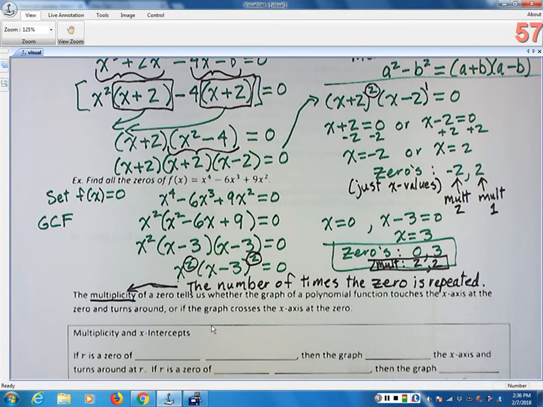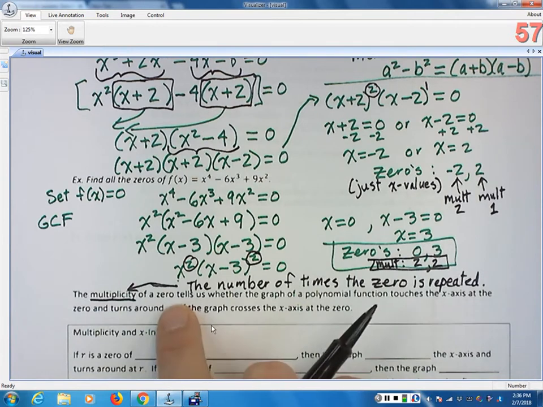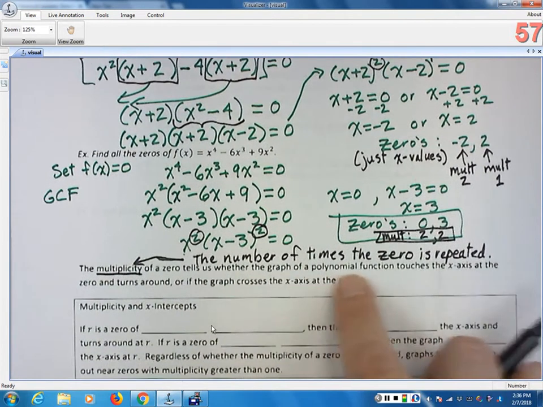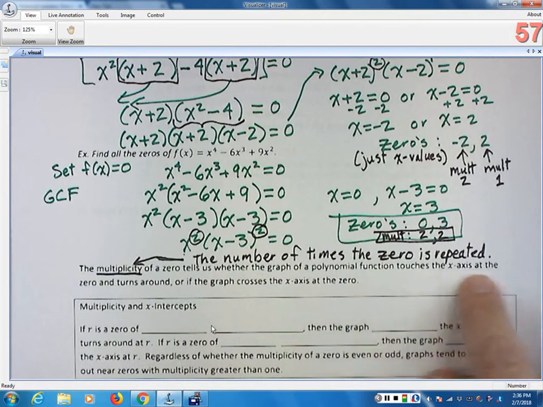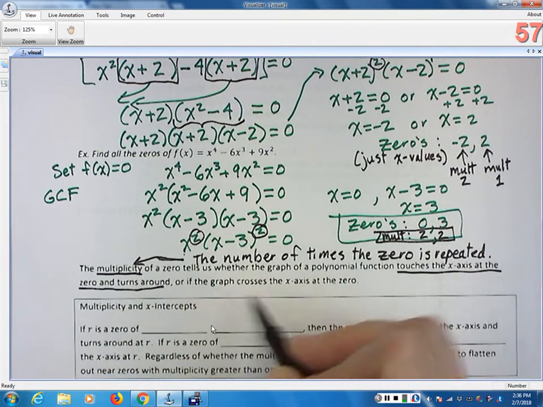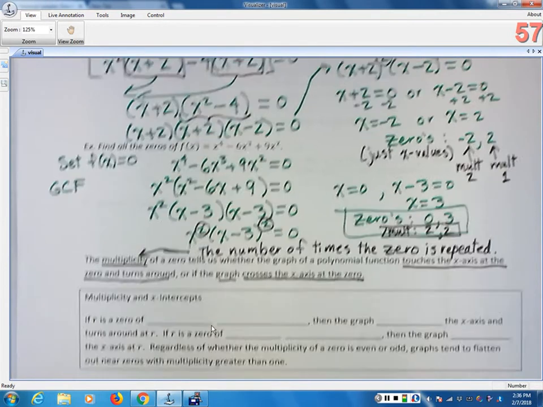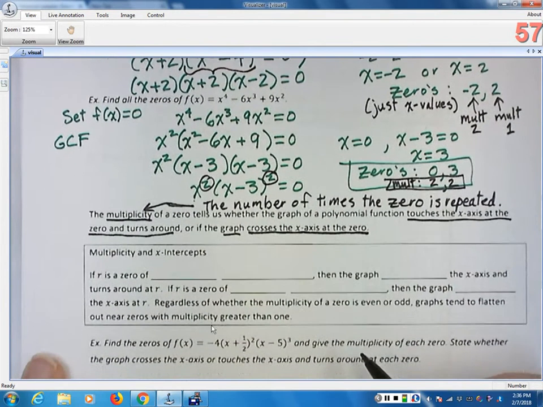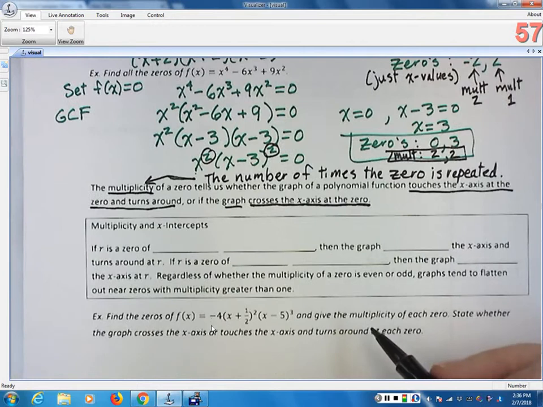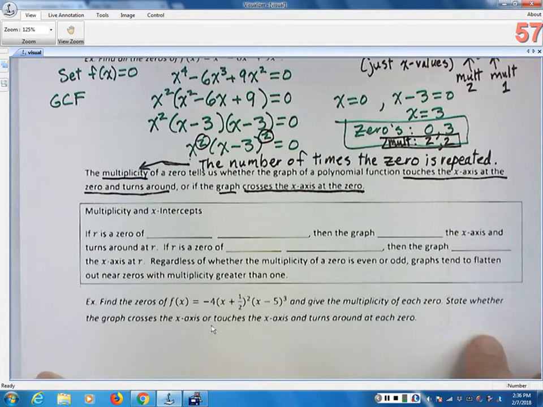And so the multiplicity of a 0 tells us whether the graph of the polynomial function touches the x-axis at the 0 and turns around, or if the graph crosses the x-axis at the 0. That's what the multiplicity can tell us. And so we can find out a lot about these graphs without actually putting it in our calculator and graphing it.